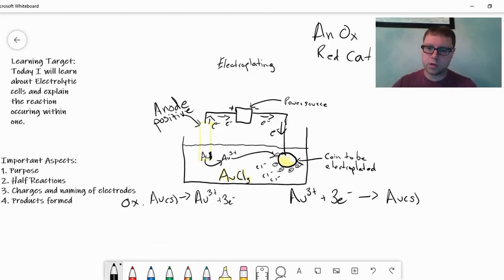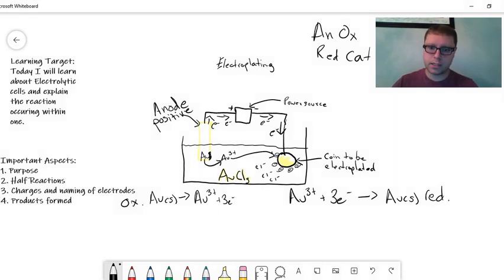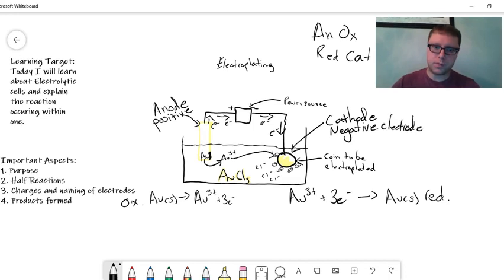Now, because gold is gaining electrons, this is our reduction reaction. Remember, red cat. So this metal is our cathode. And because it's an electrolytic cell, we know that this is a negative electrode. This was our positive electrode.